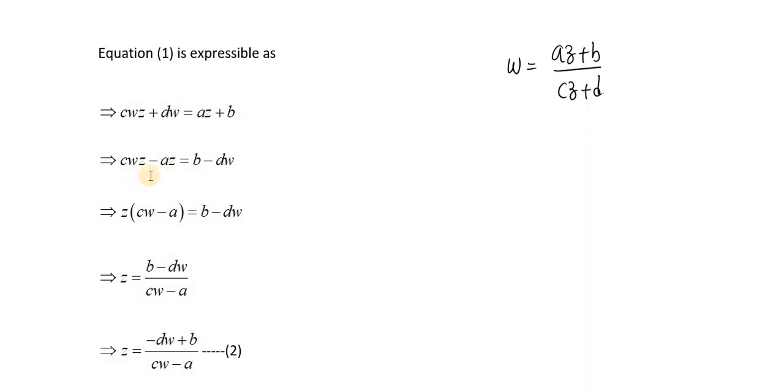Here you can observe these two terms. Z is common, take Z common. After taking Z common, here we have CW - A, and the RHS as it is. From this equation, I need the expression for Z. That is Z = (B - DW)/(CW - A). Now I am arranging this fraction as Z = (-DW + B)/(CW - A).